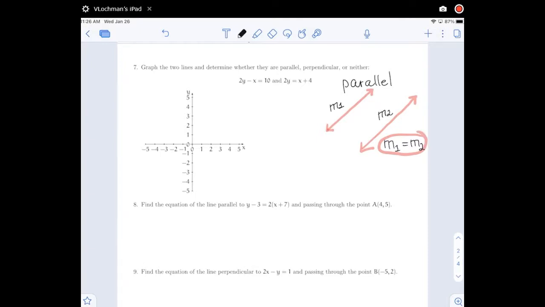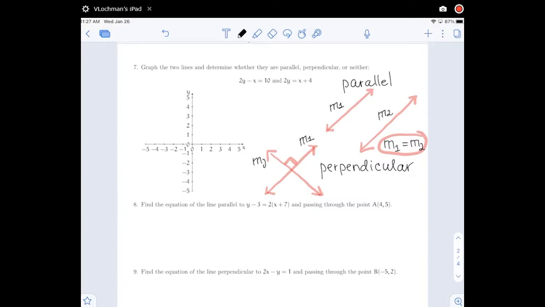And how about perpendicular? What does it mean for two lines to be perpendicular? What would be a picture here? Here's one line, and if they cross, they will form a right angle. These lines are perpendicular. Let's say this line has m1 and this line has m2 as their slopes.